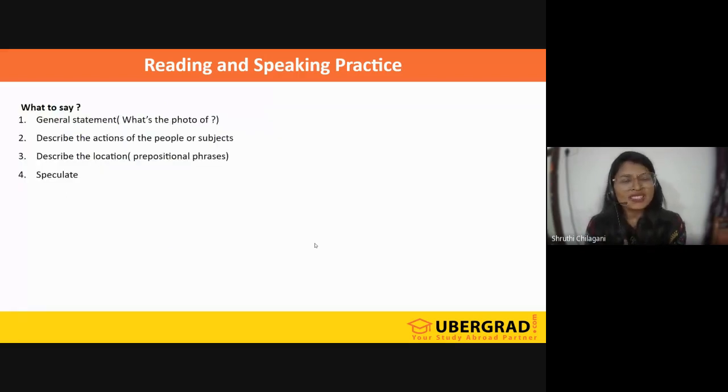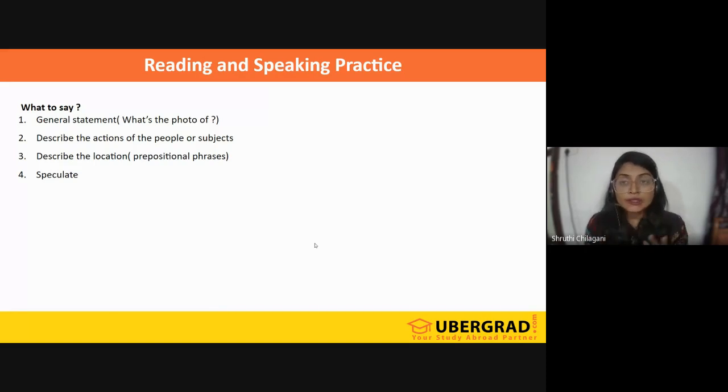First, we'll give a general statement about what the photo is about. Then we'll talk about the actions happening in the photo, be it about the people or the subjects or some pets, or there could be some objects, what is happening. Now we can also describe the location around. Is it the Himalayas, or is it on the main road, or is it a railway station? What is happening there? And the last one is always speculate. You can always guess what is happening there. This could be happening, or this might have happened, right?